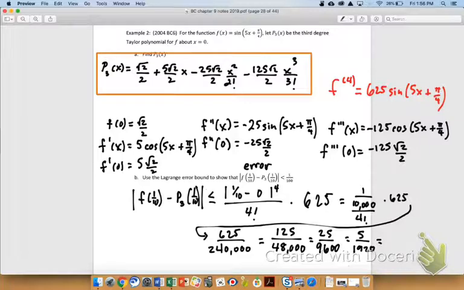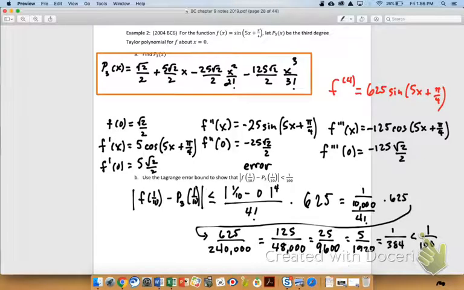And then finally, what is 1,920 divided by 5? It's bigger than 100. 384. Say again? 384, yep. So 5 over 384, and that is less than 1/100th. Sorry, I kind of ran out of room there against the edge.